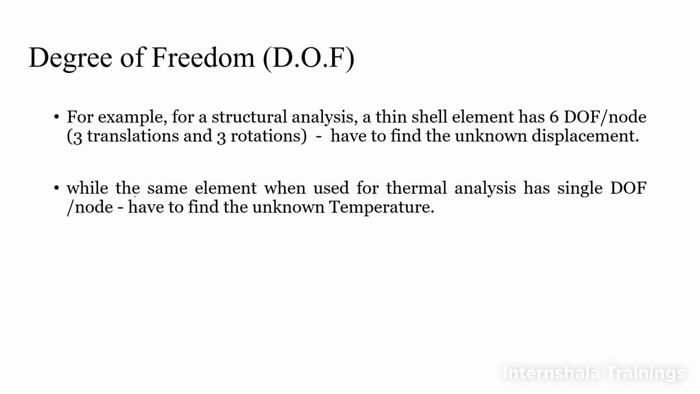Then see, if we take an example, we take a 2D thin shell element which will be having 6 degrees of freedom at each and every node when we are performing structural analysis on it. But the same type of element, if we consider for thermal analysis, it will be having only single degree of freedom. So this is one example where the degree of freedom for each node is varying based on the type of analysis we are going to perform, right?